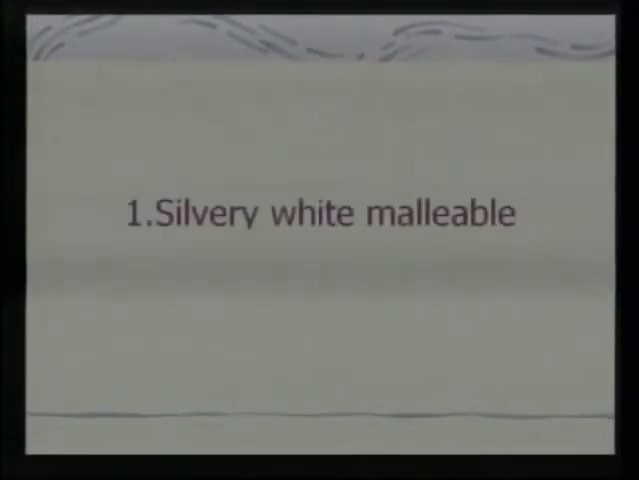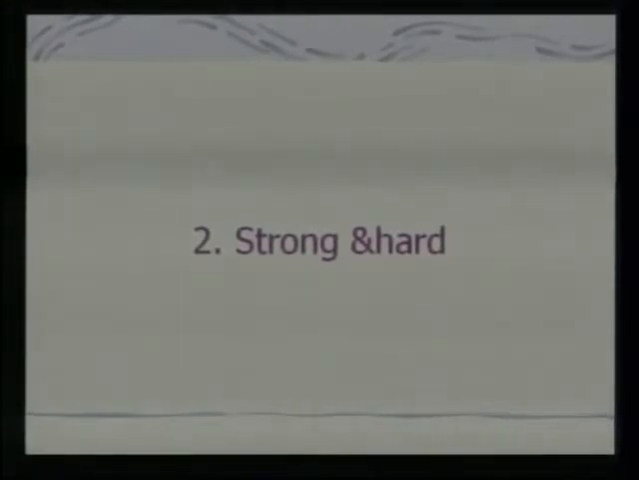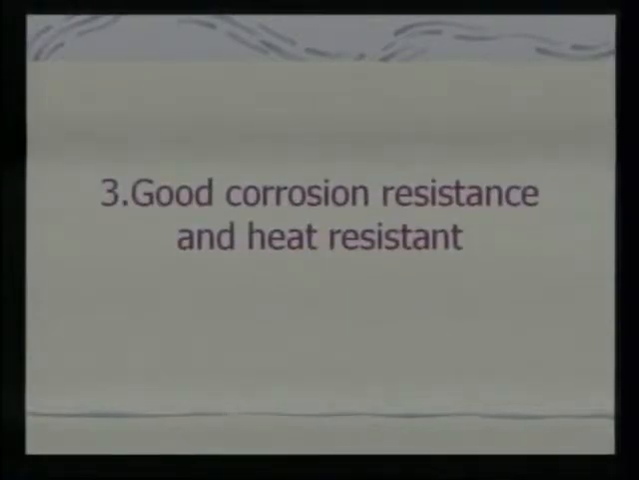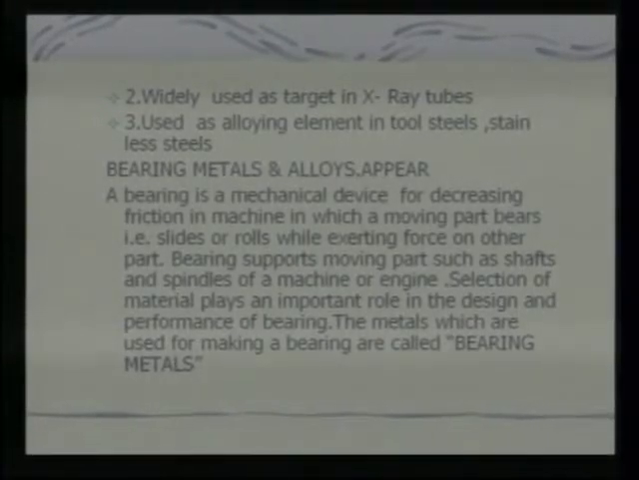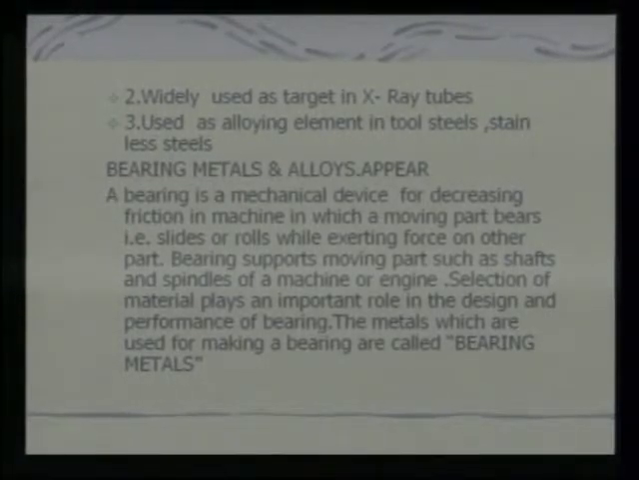Now we go for chromium and its properties. Silvery white malleable metal, that is why it is coated on steel articles such as stoves, gas stoves. Strong and hard, good corrosion resistance and heat resistant. Its uses are like this. Widely used as target in X-ray tubes, used as alloying element in tool steels, stainless steels. Now we go for bearing metals alloys.